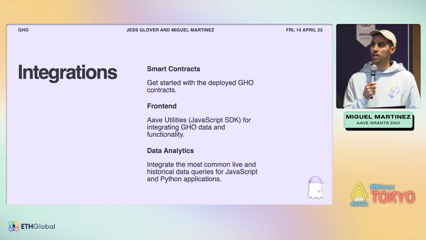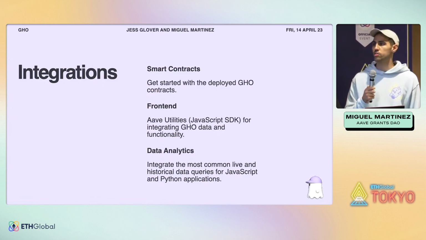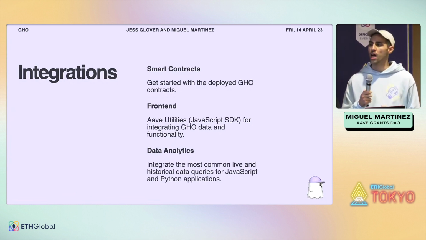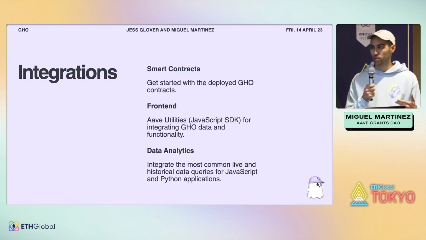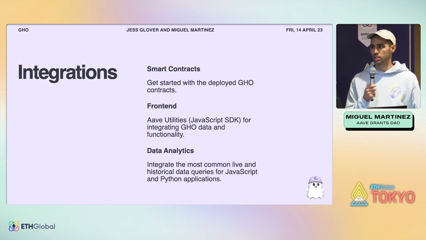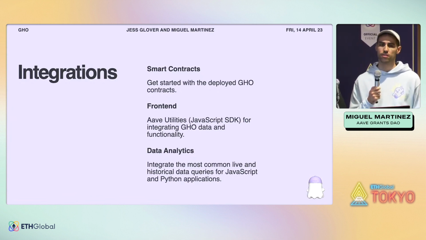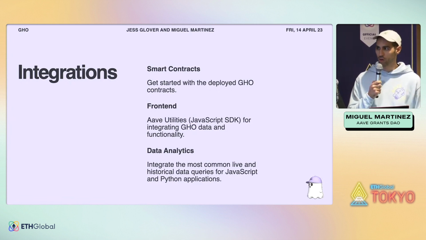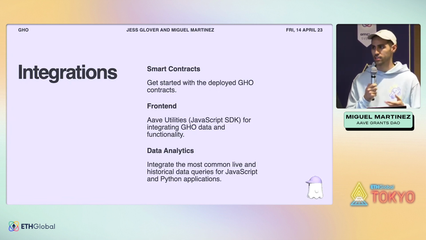You can install it and you will benefit from all the contracts there. In case you are building a front-end, you can use NPM packages as well. There is a JavaScript SDK that is very useful, and it comes with very handy functions to interact with the protocol, also with GHO. You can submit transactions, make use of functions to fetch data, and it's also very useful when you need to transform or manage units of the assets.